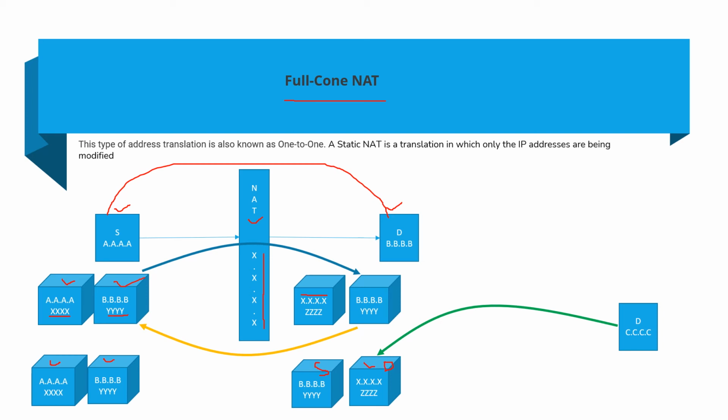When we are doing one-to-one NAT, a third device, which is host T with the IP of CCC, can also initiate a connection to the public IP address on the same port, and the request will be delivered to the original host. So there is no restriction as such.